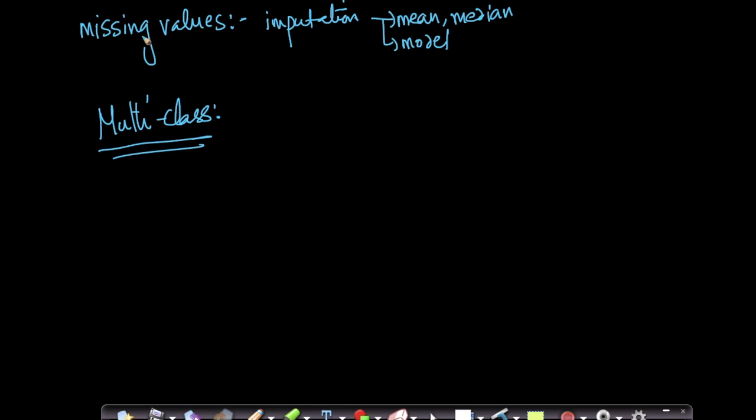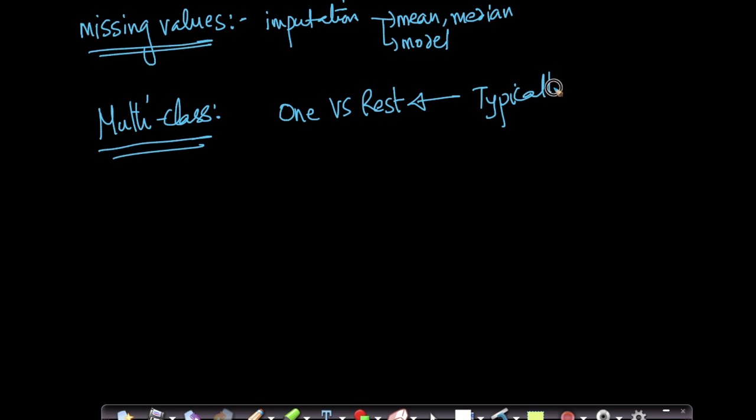The next thing is, everything that we have seen is basically a two-class setting. Is there a multi-class extension to logistic regression? Typically, for multi-class settings, people do one versus rest. We saw this scheme earlier. This is something that people typically employ. But of course, there are extensions to logistic regression.